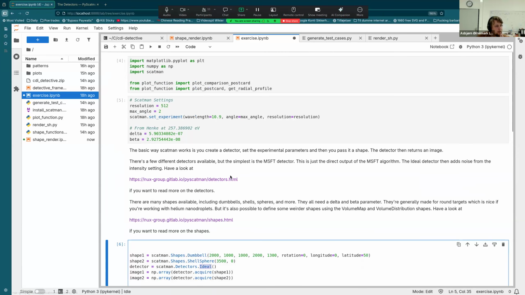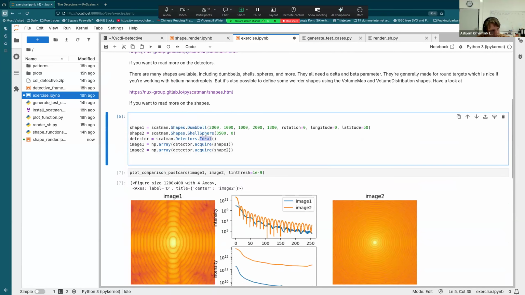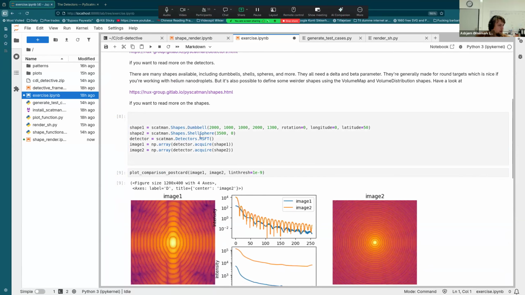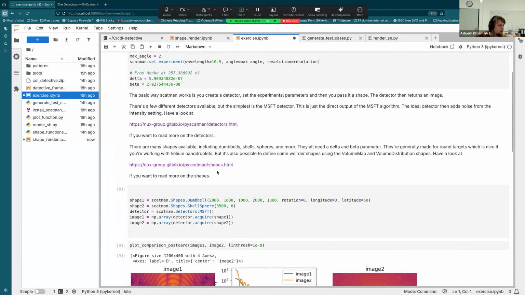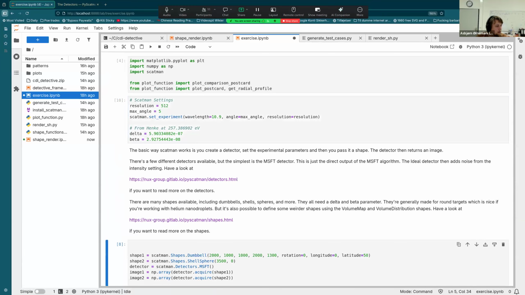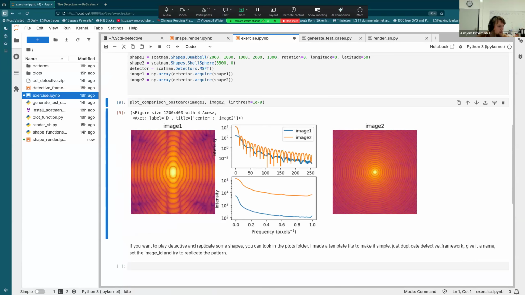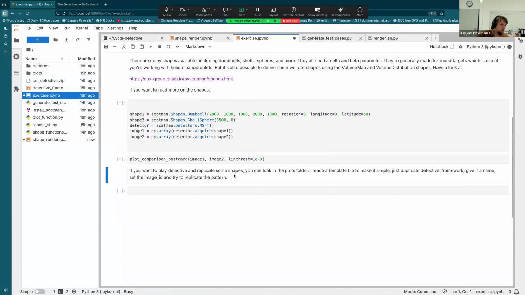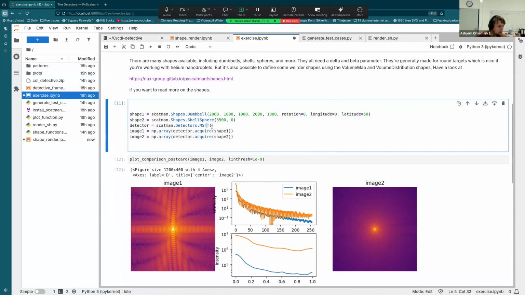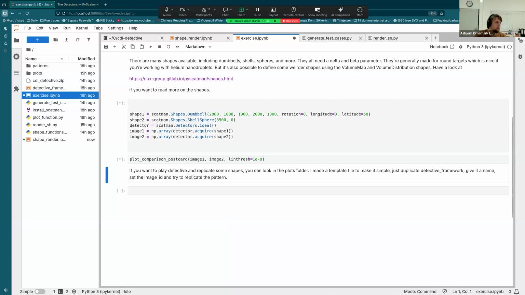This is didactically a little bit bad because I was hoping there would be a bigger difference between the two detectors. Let me increase the angle. So let's go out to 5. Then this is how the output from this MSFT detector looks. And we swap it to ideal.